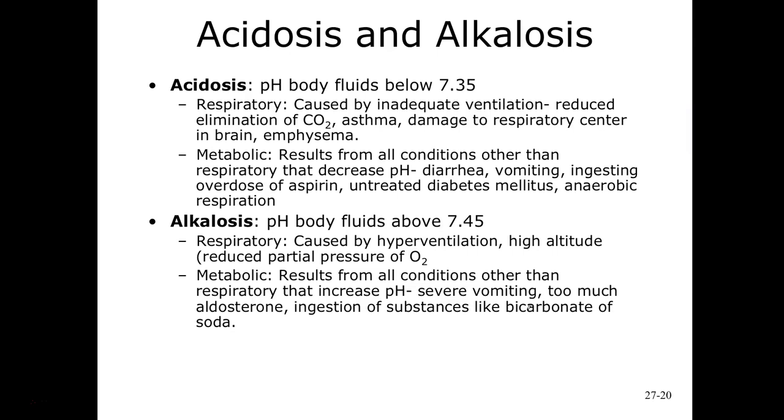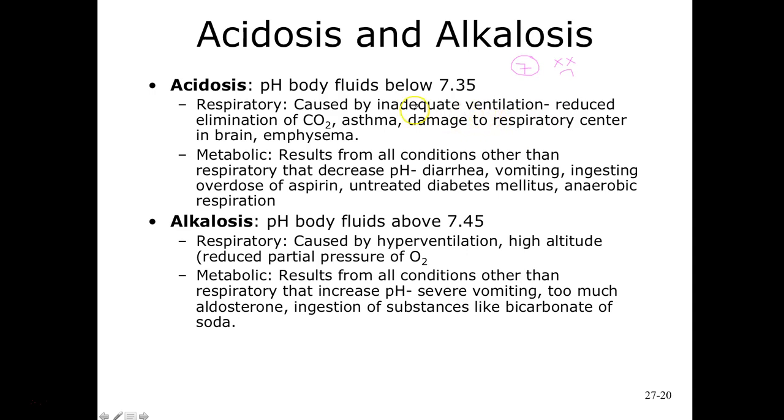The last thing we are going to talk about is acidosis and alkalosis. Acidosis is when our pH of body fluids is below 7.35. I know I gave you a different number, I gave you 7.38, but just know it's kind of within that range. What we want to avoid is going down to 7. If we go down to 7, we are going to die. Okay?